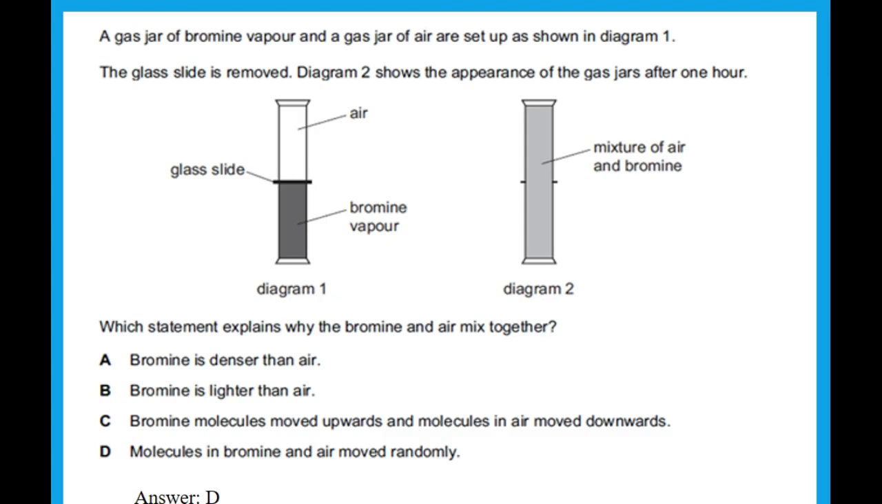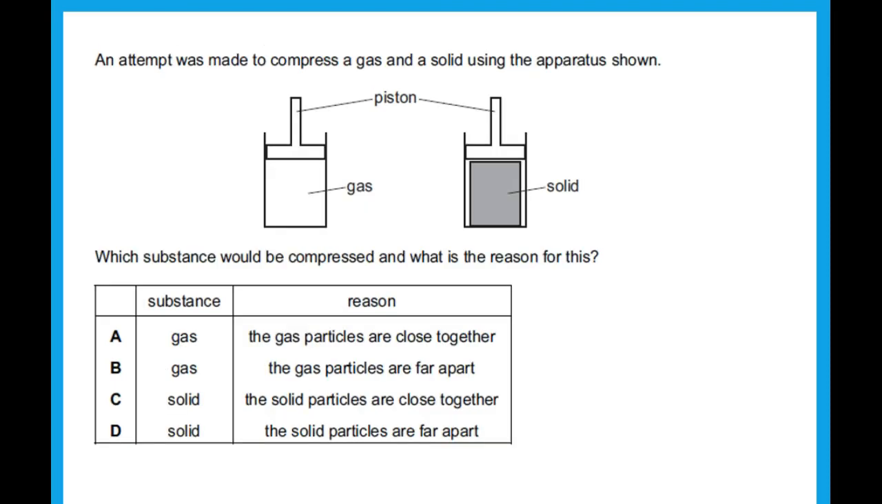Okay, did you get the correct answer? Okay, let's move on. An attempt was made to compress a gas and a solid using the apparatus shown. Which substance would be compressed, and what is the reason for this? Do you remember when we were talking about which one is compressible? We said to be compressible, the particles have to be originally far apart. So, which is compressible, the gas or the solid? Actually, it's the gas. And why is it compressible? It is compressible because the gas particles are far apart. So your answer is B.